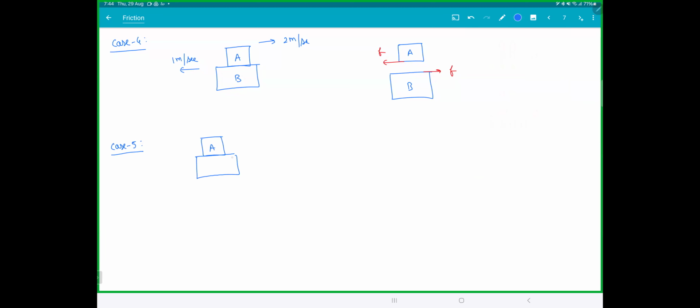Suppose I have A and B like this. Let's say speed of A is 10 meters per second. Acceleration of A is 3 meters per second square. Speed of B is also 10 meters per second. Acceleration of B is 1 meter per second square. Now what is the direction of friction?